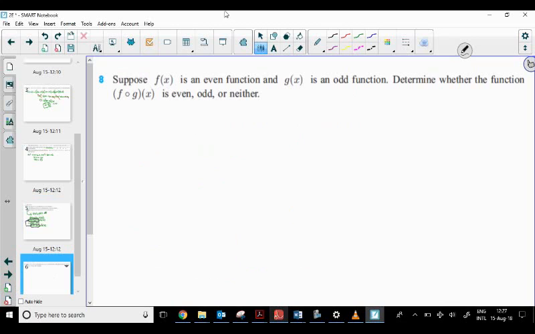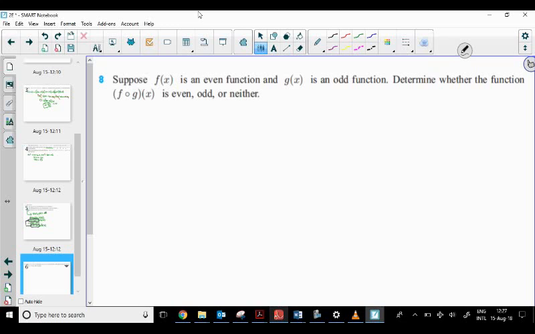The product of two odd functions is an even function. And finally, we'll close this out. We assume that f is an even function and g is odd. What's the composite going to be? Could be neither. Most functions are going to be neither, I suppose.